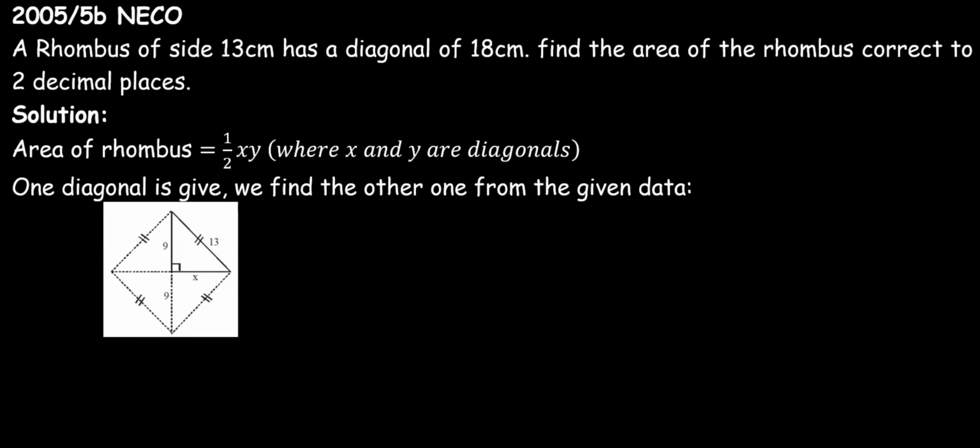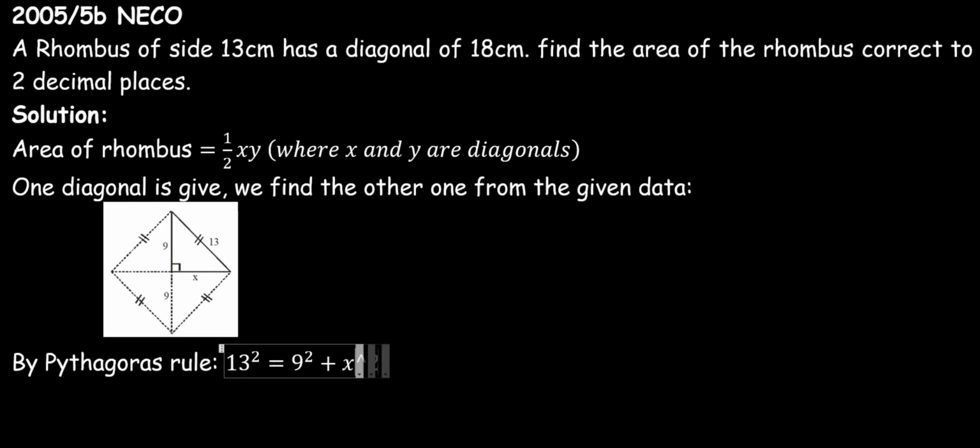But the diagonal is given as 18. Hence, breaking it down into 2, we have 9. That is 18 divided by 2. It's the whole diagonal that is 18, so half of it will be 9. From the diagram that we have sketched, by Pythagoras rule, 13 squared will be equal to 9 squared plus s squared. That is, hypotenuse will be equal to the opposite side squared plus the adjacent side squared.